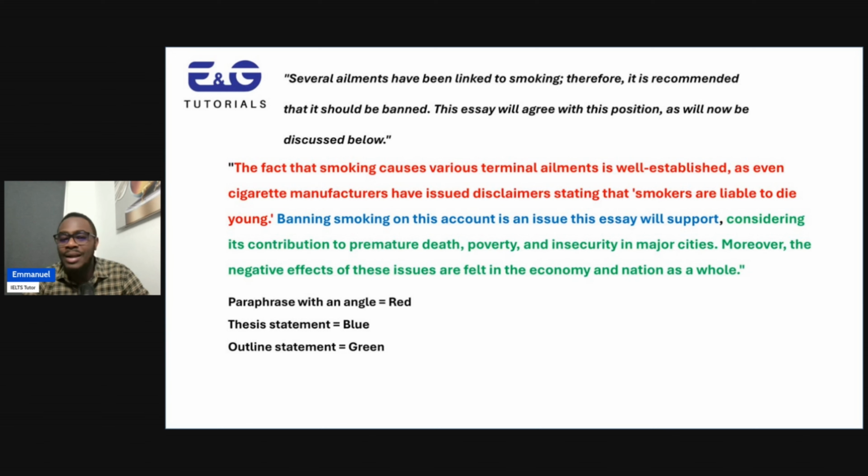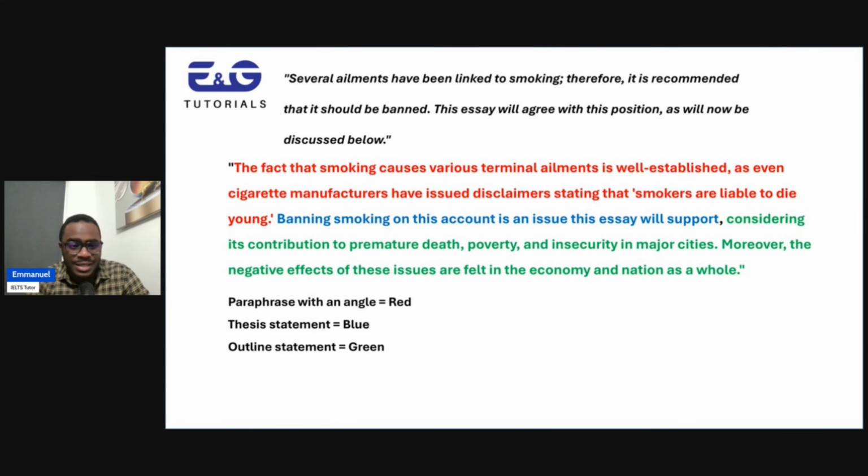Now look at my outline statement. Remember, I said an outline statement gives the central theme of what my essay will be all about, or what I'll be discussing. You can call it an overview as well. So it says, considering its contribution to premature death, poverty, and insecurity in major cities. Moreover, the negative effect of these issues are felt in the economy and the nation as a whole.